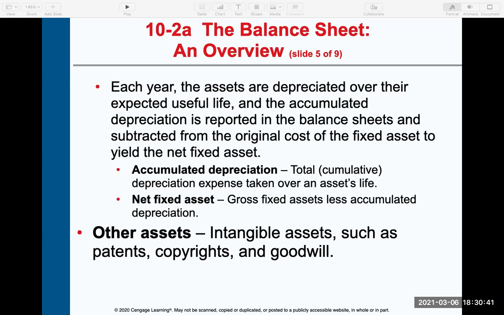Now, other assets are the more intangible assets. So we had current, we had fixed, right? We had current things that we own that can be converted into cash within 1 year, fixed that are more long-term. And then we have other assets that are not so tangible. So patents, trademarks, copyrights, things of that nature.